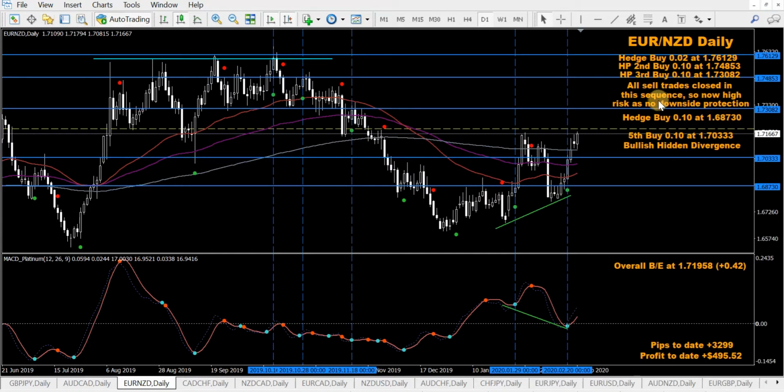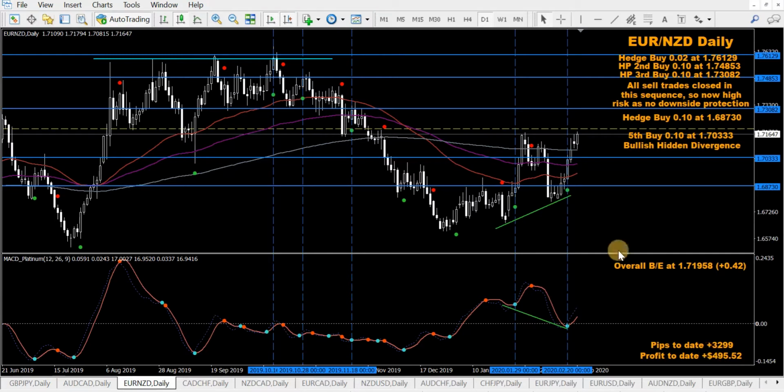All sell trades closed in this sequence. So now high risk is no downside protection. My overall break even is this yellow dash line. That's what that means. So it's at 171958, and that's my net position. So I'm plus 0.42 overall amongst all those trades long.